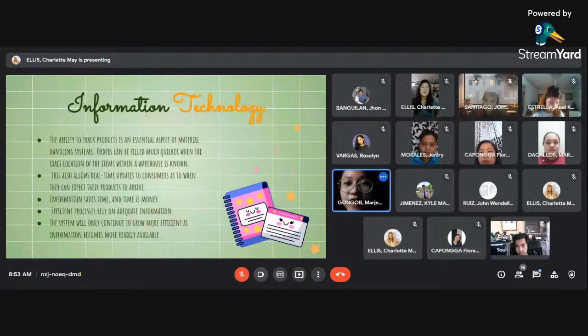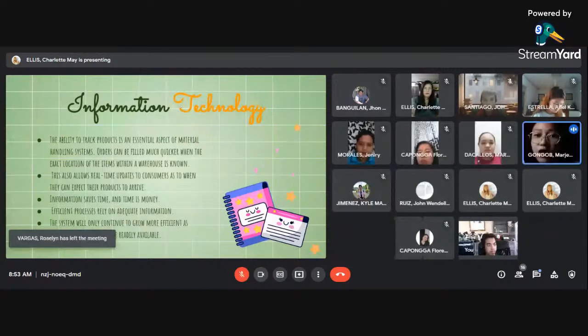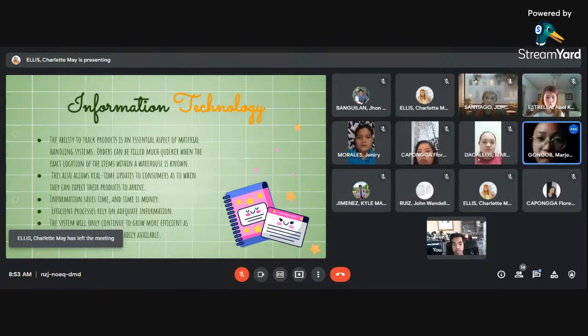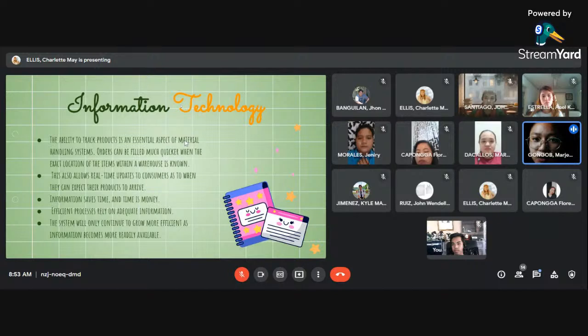First, the ability to track products is essential to the aspect of materials handling system. It gives codes that may help to detail the information of a certain product or material. Next, this also allows real-time updates to consumers as to when they can expect the following products. Just like Shopee po, nare-recognize natin kung kailan i-deliver yung products na in-order natin online.